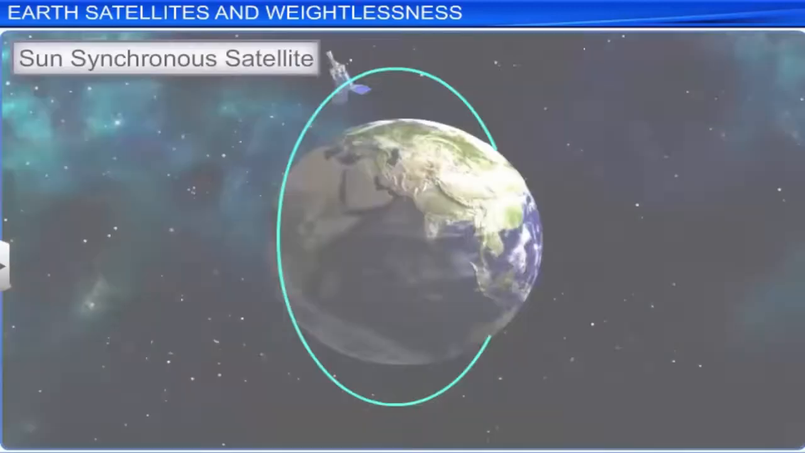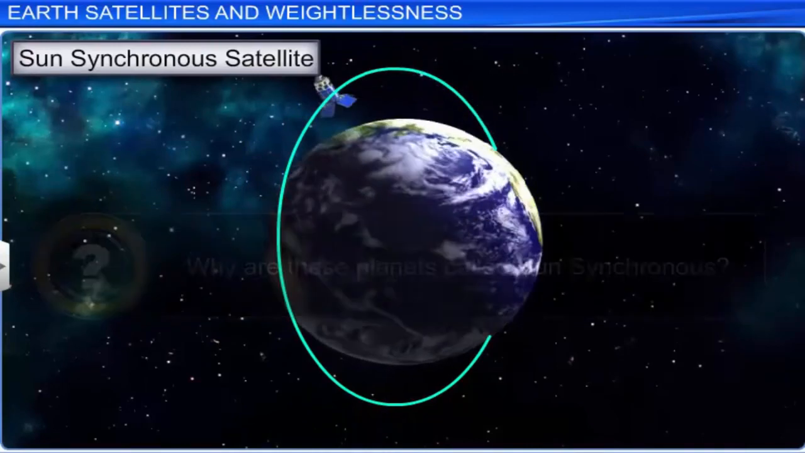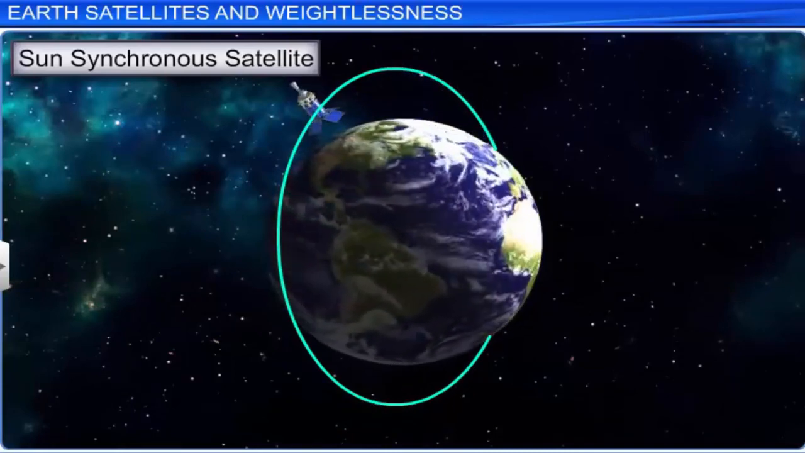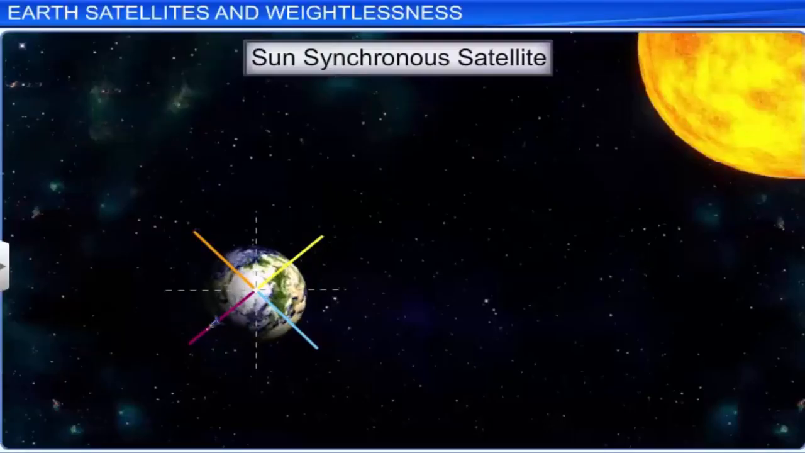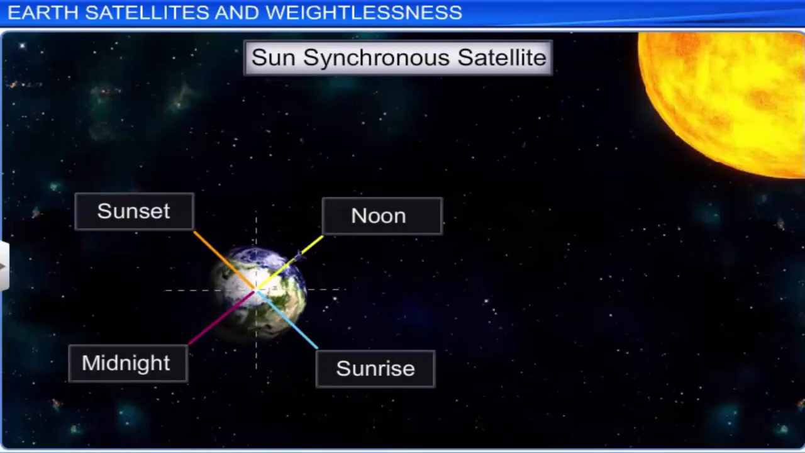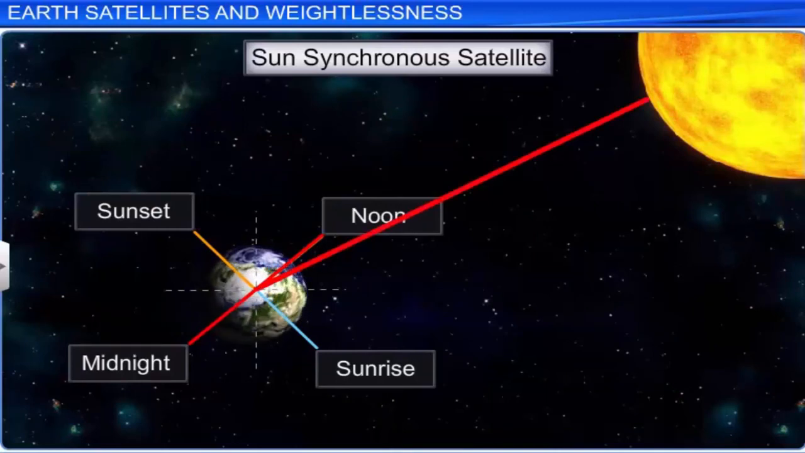Why are these satellites called sun-synchronous? As you know, the local time at a given place on the Earth depends on the longitude of the place. With the rotation of the Earth, the local time at a given place changes with the relative position of the Sun. The orbit of a sun-synchronous satellite is designed in such a way that the angle between the plane of the orbit and the line joining the Earth and the Sun is fixed. This maintains consistency in the lighting conditions of a given place.